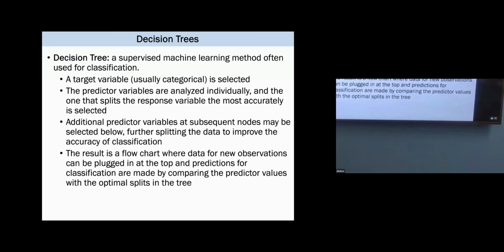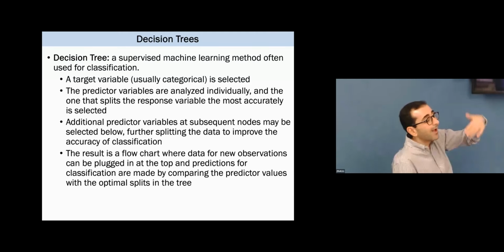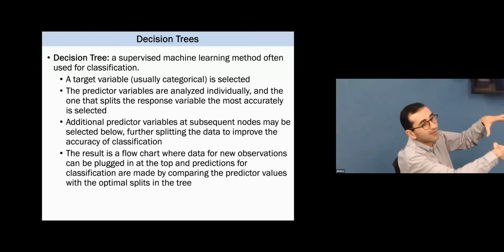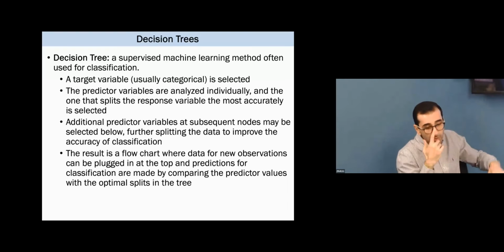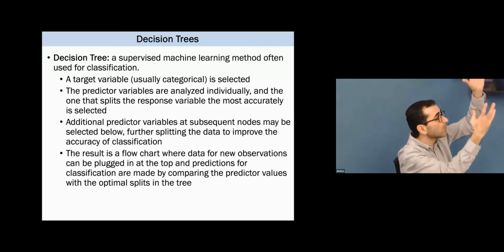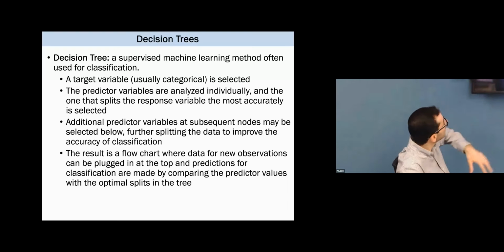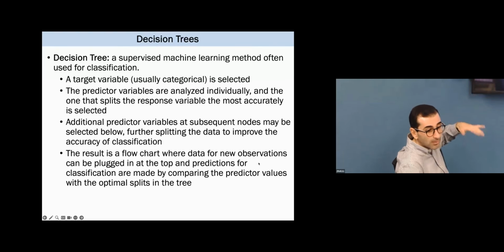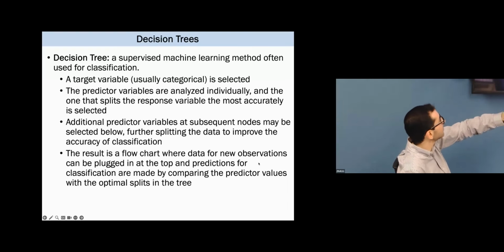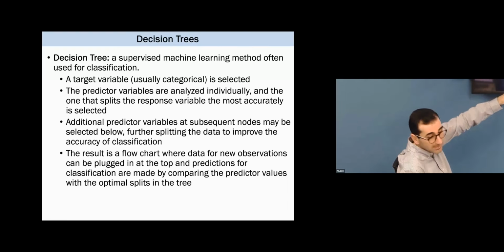And then you repeat that procedure until, let's say, you end up with groups that have only observations from one category, or let's say you decide that you don't want the decision tree to be too long, and then you decide to stop the tree. Now the result is a flow chart where the data from new observations can be plugged in at the top, and predictions for classifications are made by comparing the predictor values with the optimal split in the tree.